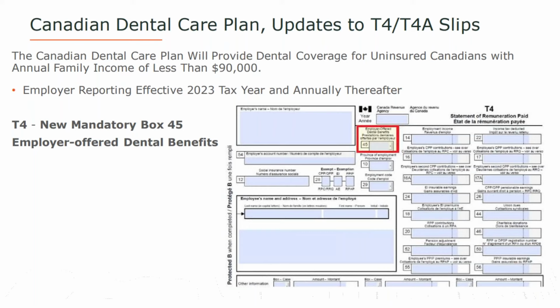So the Canadian Dental Plan will provide dental coverage for uninsured Canadians with annual income of less than $90,000. Employer reporting takes effect in 2023. You'll see on the sample on the screen where the T4 box 45 is going to be, and it is mandatory. There's going to be a drop down for choices if you go online to fill out your T4s, and within your accounting package for payroll, you'll have an option to identify which one of the different boxes or codes that you need to put in here.